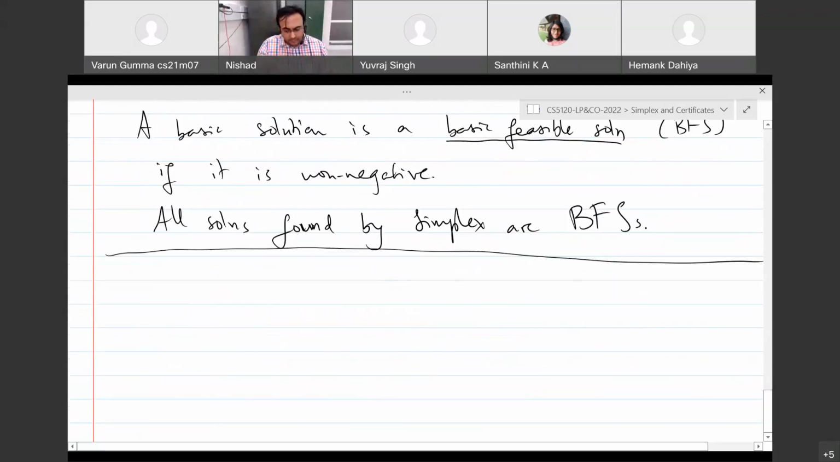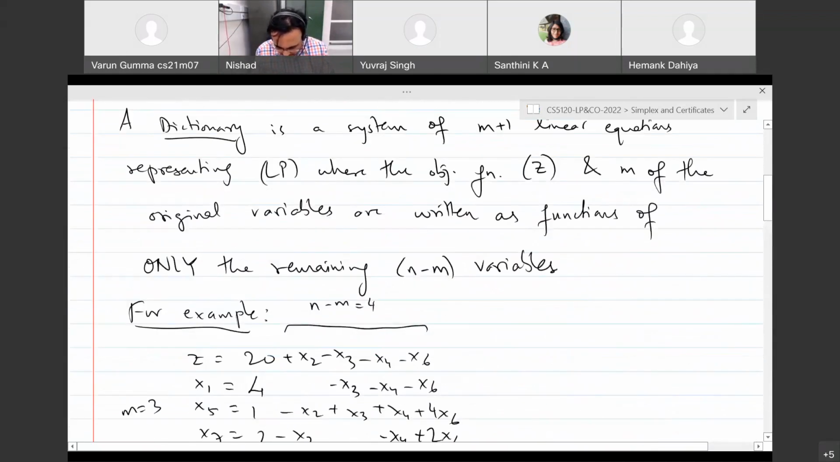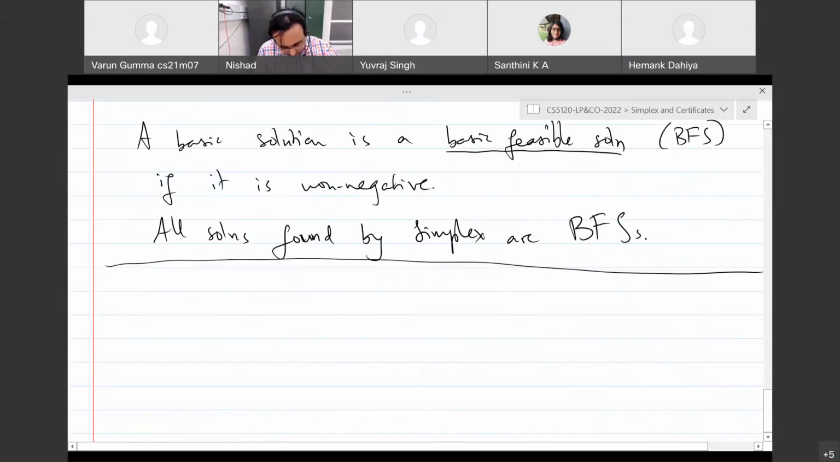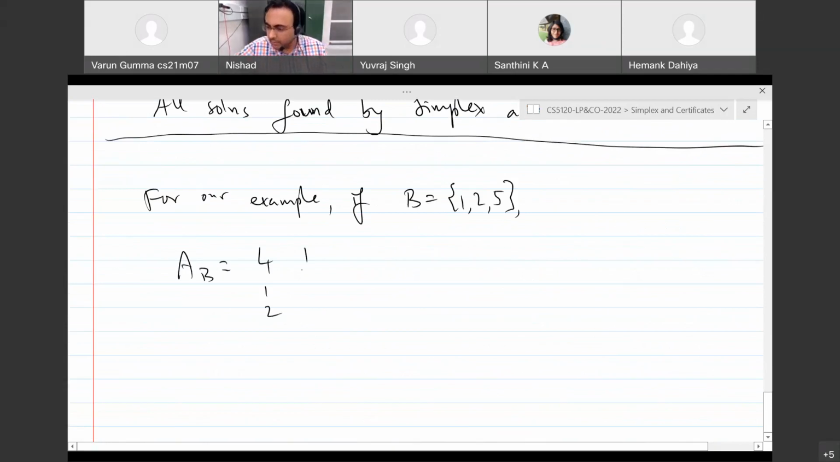Not all basic solutions have to be feasible. If you look at the columns 1, 2, and 5, so let's say you take 1, 2, and 5. So what do you have? 4, 1, 2, 1, 0, 1, and 1, 0, 0. If you take the basis 1, 2, 5, so the matrix AB is 4, 1, 2, 1, 0, 1, and the fifth column is 1, 0, 0.